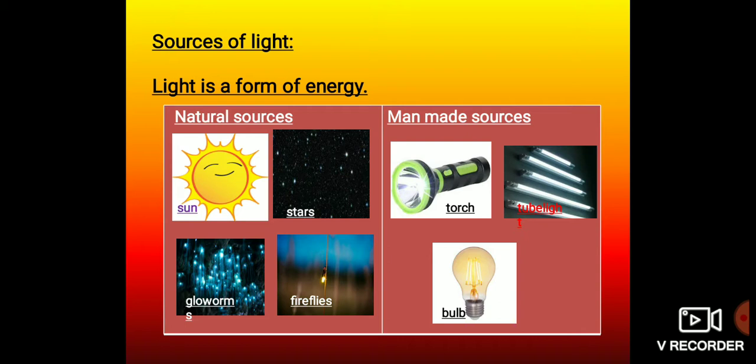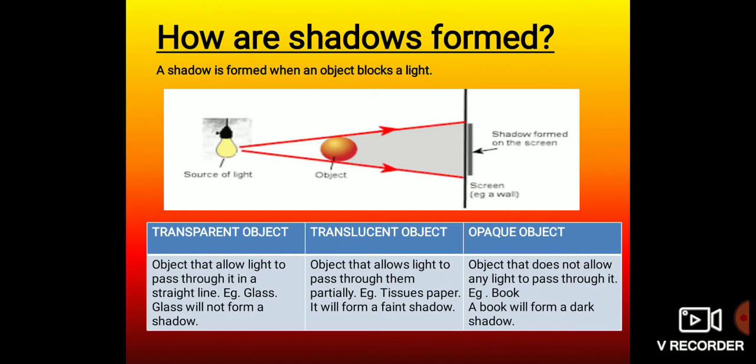Some animals, such as fireflies and glowworms, are light sources. They make their own light. The sun, other stars, fireflies, and glowworms are natural sources of light, whereas torches, tube lights, bulbs, fire, and lamps are man-made sources of light. The moon is not a source of light. It reflects light from the sun.